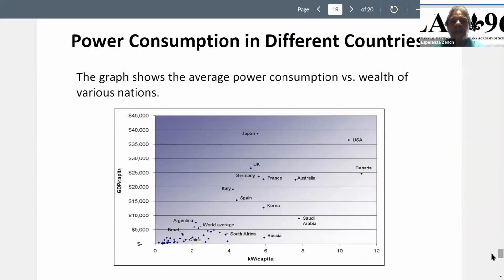It looks at the power consumption in different countries. And any surprises there? No surprises to me, and we're right up there in terms of our use of power. Remember, power is directly connected to the amount of energy that you're utilizing, because work and energy are interchangeable.